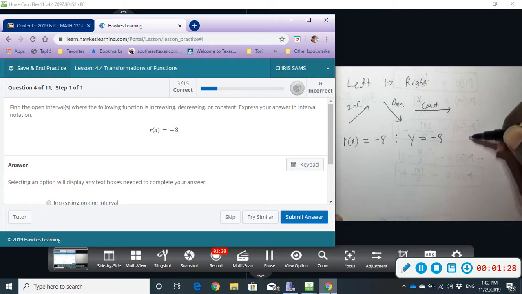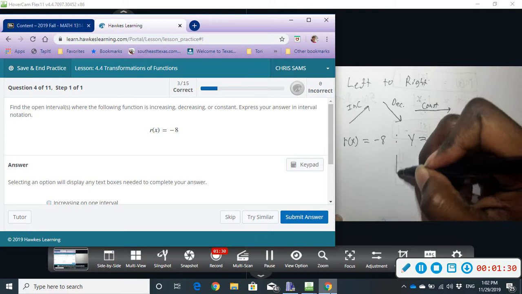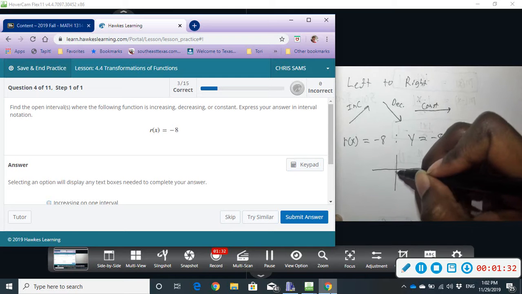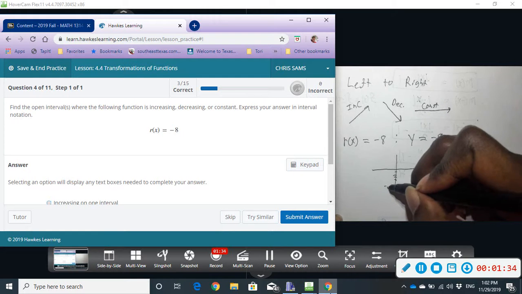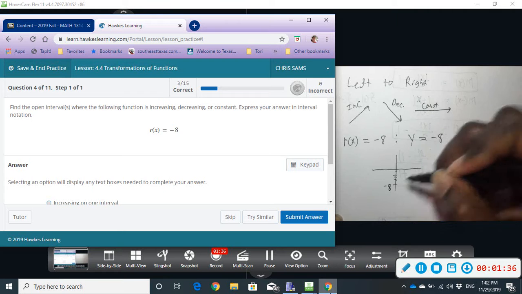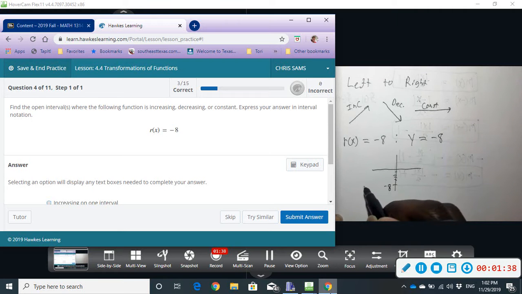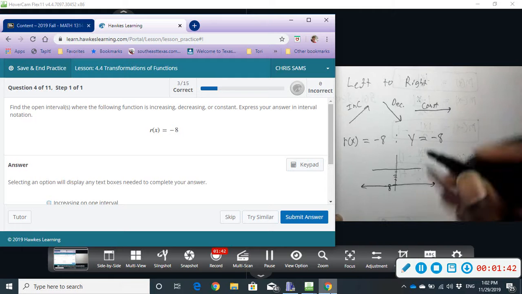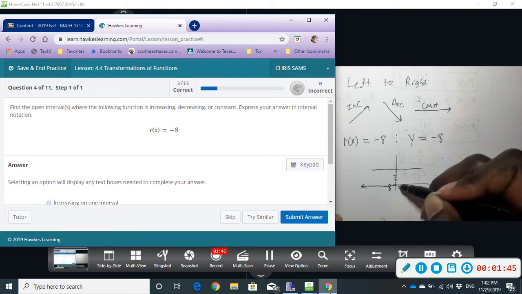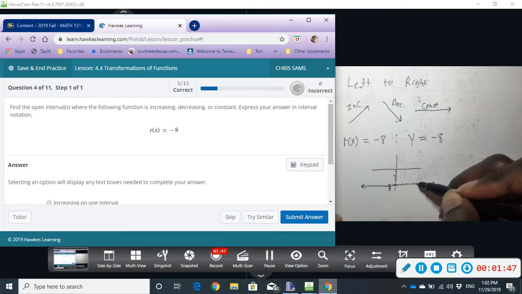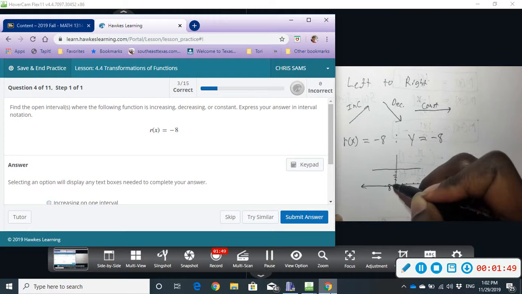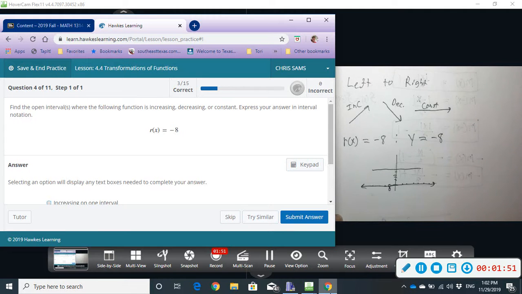So if I were to draw a sketch of this graph, let's just say down here, let's say this is negative 8. Okay, this graph, it says y is negative 8. So along this whole line, y is negative 8 the whole time. That's it. Y is going to stay on negative 8. As I go left to right, the x value is changing, but y is always negative 8. That's why we describe this equation like that. This is just constant. It has zero slope.